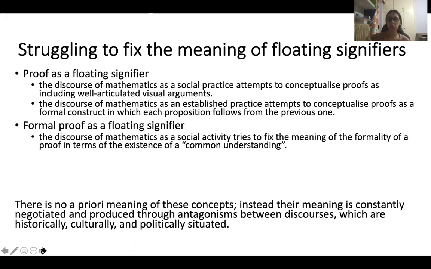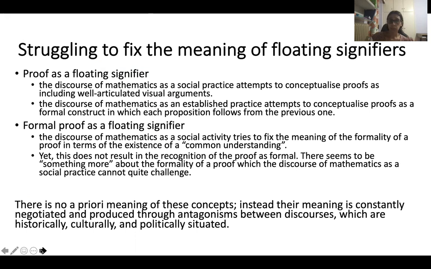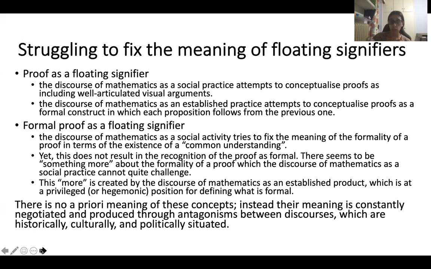Similarly with formal proofs, we see that the discourse of mathematics as a social activity tries to fix the meaning of the formality of a proof in terms of the existence of a common understanding. Yet, this does not result in the recognition of the proof as formal. There seems to be something more about the formality of a proof, which the discourse of mathematics as a social practice cannot quite challenge. This more is created by the discourse of mathematics as an established product, which is at a privileged or hegemonic position for defining what is formal.